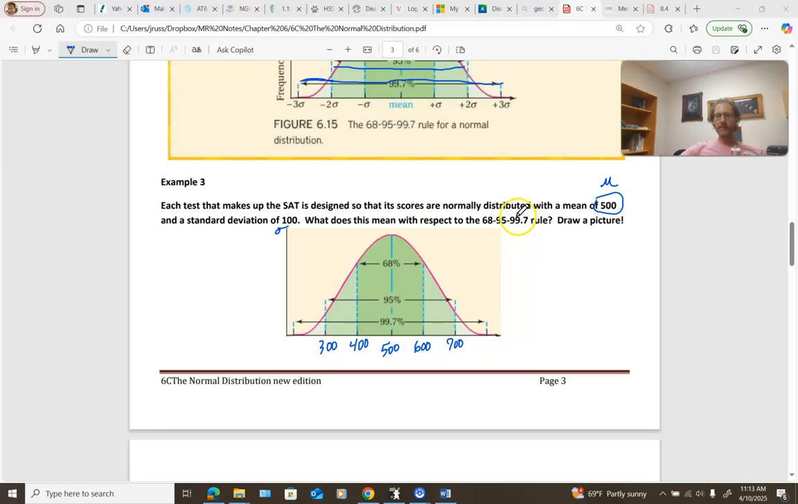And then finally, 3 standard deviations. 3 times 100 is 300, so 300 above the mean would put us way out here at 800, and 300 below the mean would put us over here at 200. So you could say that 99.7% of the scores are going to fall anywhere from 200 to 800. So basically almost all of the scores, but not quite all of them. There'll still be people that score above 800, and unfortunately there would still be people scoring below 200.